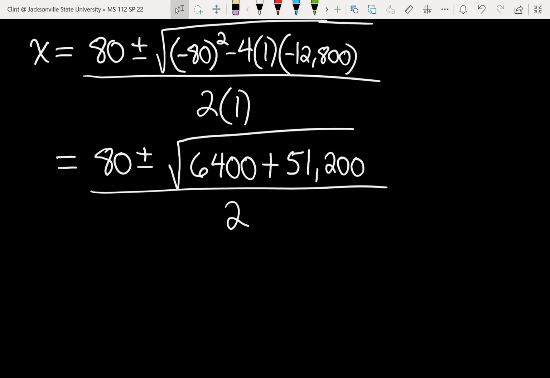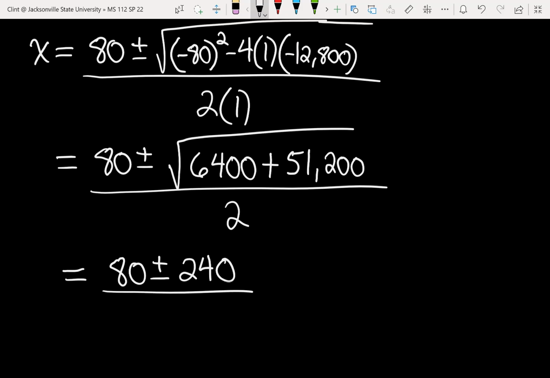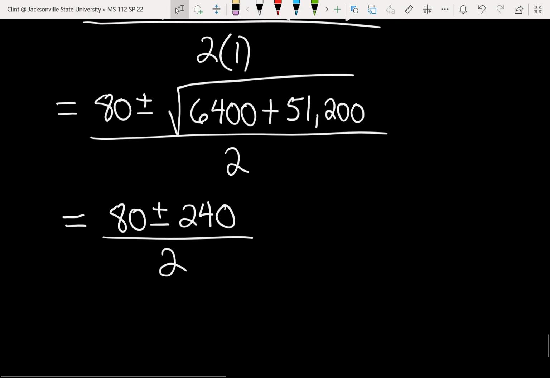So let's see, add those together, and take the square root. Ah, we're in luck. Get 240. Okay. So apparently 57,600 is 240 squared. I did not have that one memorized. Okay. It's okay if you don't.